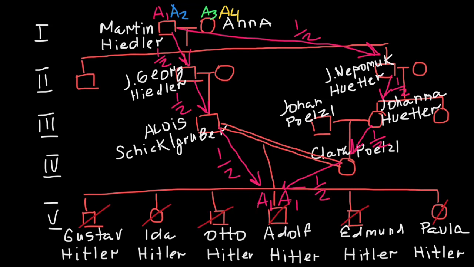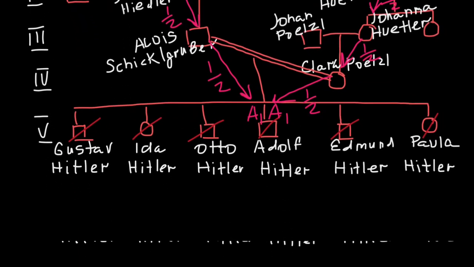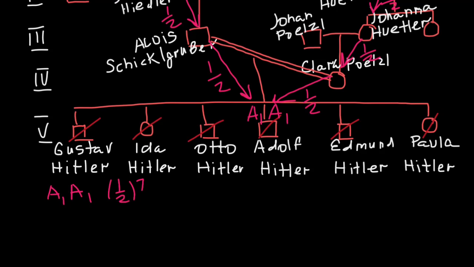So this is going to be the probability that Adolf would inherit the A1 allele from both sides, from his father's side and mother's side. Now let's count how many passes. 1, 2, 3 here, and 1, 2, 3, 4 here. So 3 plus 4, 7. I don't have much space left, so let me use this space. So we can say that the probability for Adolf Hitler to be of the following genotype would be 1/2 to the power 7. We also can say this is going to be 1/2 times 1/2 times 1/2 times 1/2 times 1/2. So how many? 1, 2, 3, 4, 5. Two more.